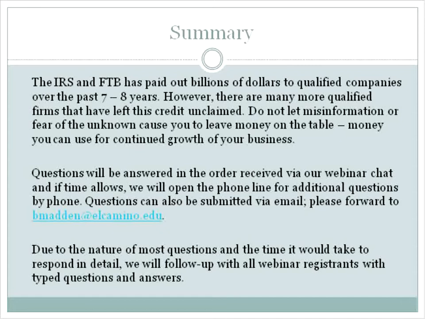To summarize this, and I know there'll be a lot of questions. You can't cover everything today in one simple session. But quite frankly, between the IRS and the Franchise Tax Board, over the past 7 to 8 years, billions of dollars have been paid out. Yet there are many firms, even today, that have hundreds of thousands of dollars per year that they're not going after, and they should. So any help that can be given should be reviewed.